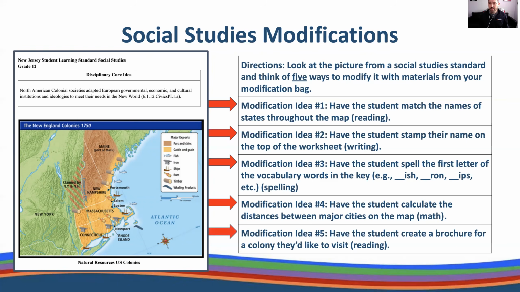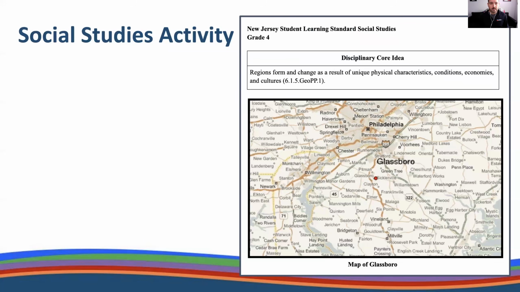Modification idea number 5, have a student create a brochure for the colony they'd like to visit, right? They can do an advertisement. They can make it really engaging. They can do a presentation on it. And that would count as a reading skill. You can infuse lots of different things into that sort of idea. So that's kind of how I would take these abstract ideas and make them really grounded in concrete experiences.